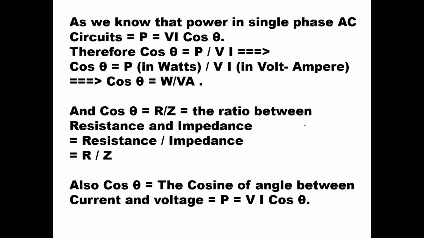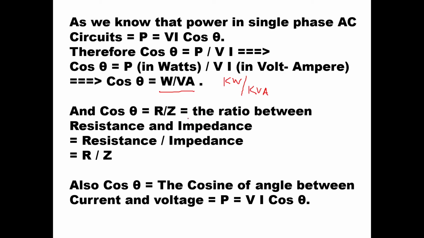So here, power is equal to VI cos theta. Therefore cos theta is equal to P upon VI, P in watts upon VI. So it is watts upon volt ampere. So this can be kilowatt upon kilovolt ampere. This is for the first option.